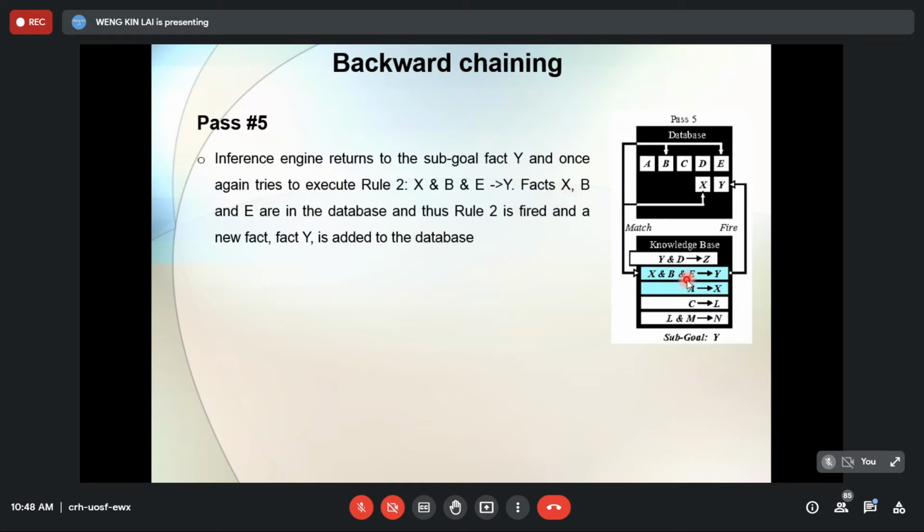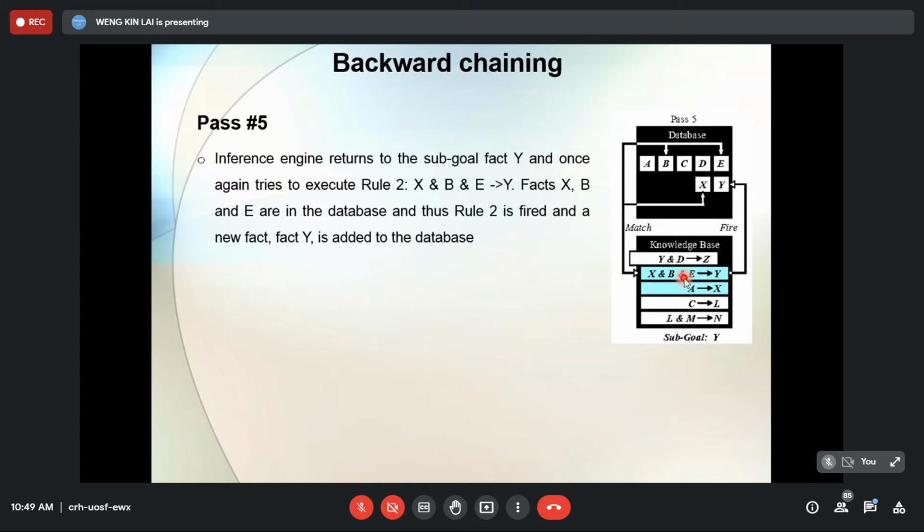So after you finish the first pass through all the main rules, then you go back to your sub rules, to your stacked rules that you stacked before. And therefore rule number 2 is fired, and a new fact Y is then executed and added to your database.